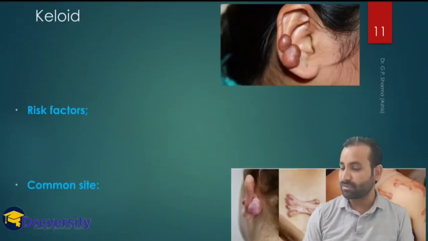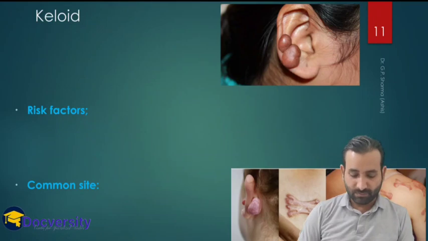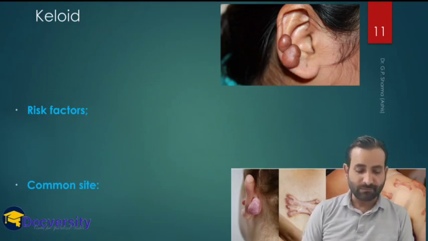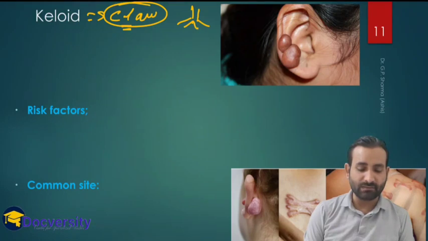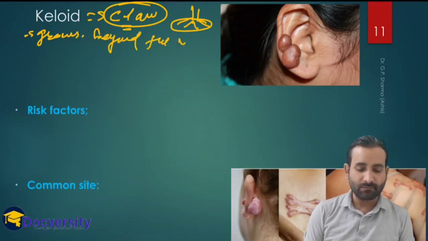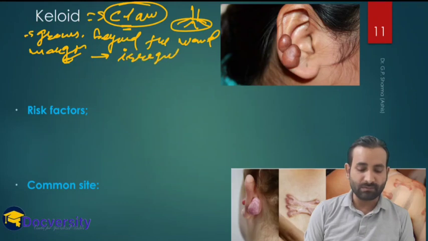Now let's go to the keloid. Is that okay? I'm just looking at my notes because I don't want to miss any points for the exam. Okay. So, keloid. Why do we call this keloid? Keloid means claw-like. How does a bird's claw look? They look like this, right? So the keloid grows beyond the wound margin, so that the surface becomes irregular. That means the margin becomes irregular. That's why it looks like a claw.